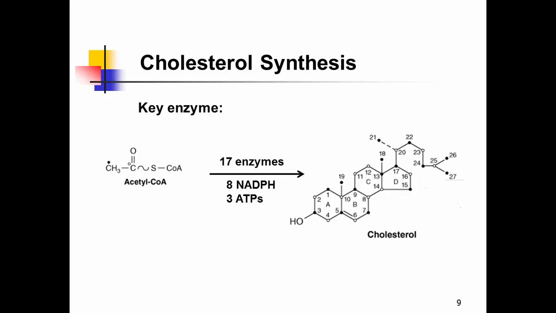And also the first several steps are common steps for both ketone bodies and cholesterol synthesis. And again, the starting molecule, right? Cholesterol is synthesized from acetyl-CoA, and ketone bodies are synthesized from acetyl-CoA, and fatty acids as well, synthesized from acetyl-CoA. The key enzyme is HMG-CoA reductase.